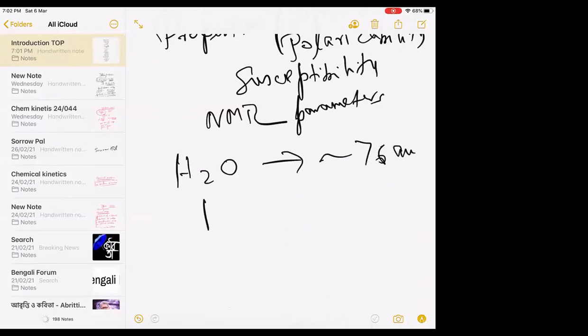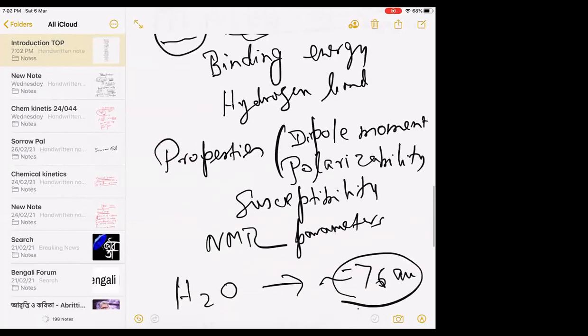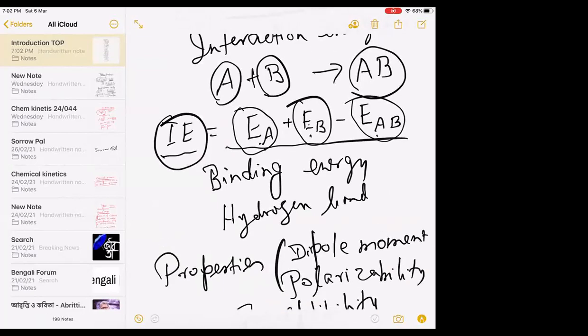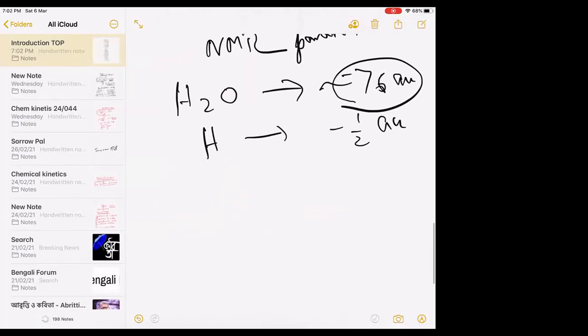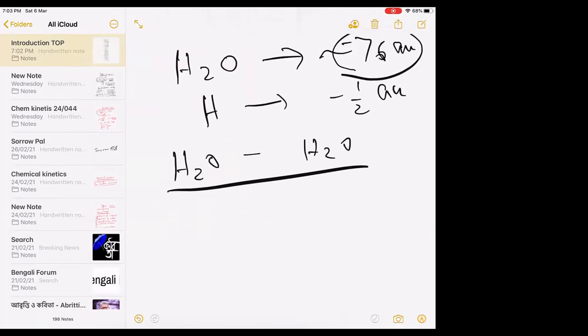It's very, very large, whereas hydrogen atom is minus a half atomic unit. So these numbers are very, very scary. This is a very large number, this is also a very large number, of course. But when you calculate the interaction energy, you will very often find the interaction energies are very, very small. So for example, if you are doing a hydrogen bond, or let's say water dimer, so H2O and H2O, what is the interaction energy of this? If you start to calculate, they will be of the order of kilocalorie per mole, a few kilojoules per mole.